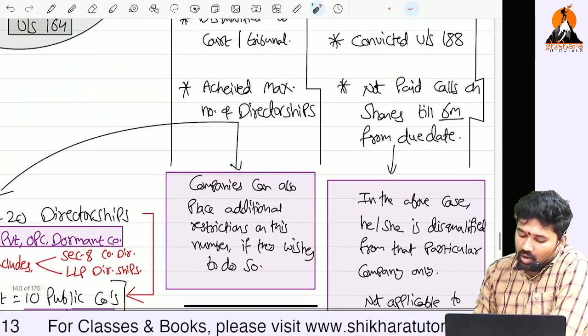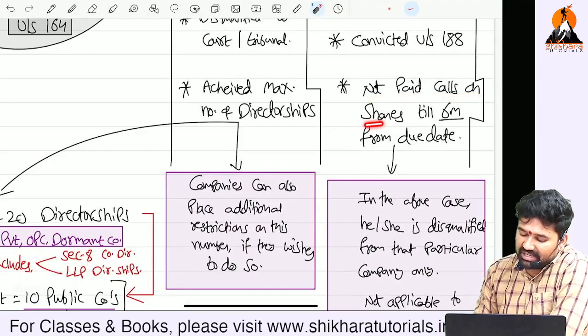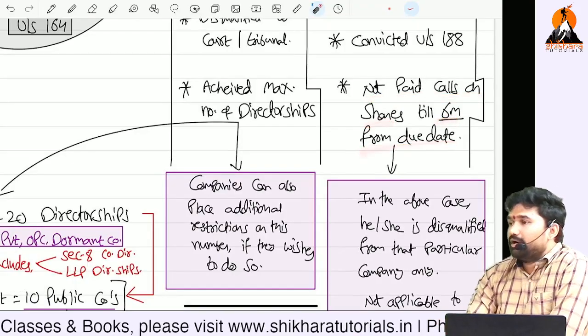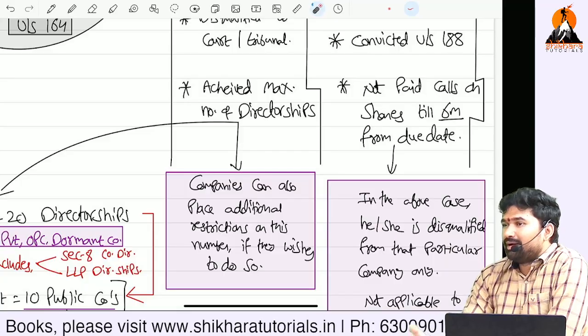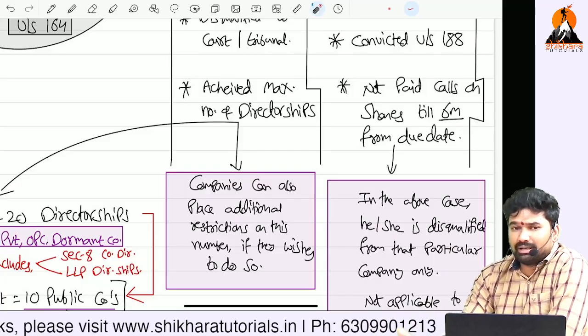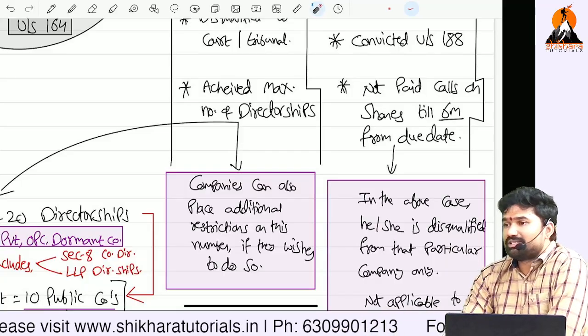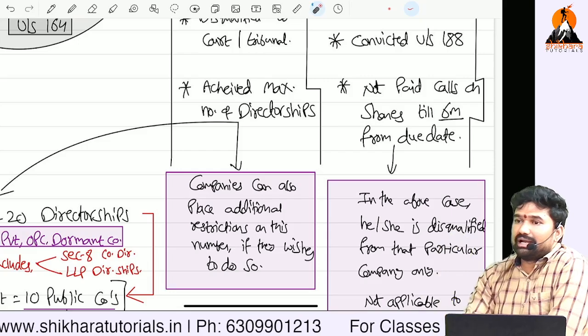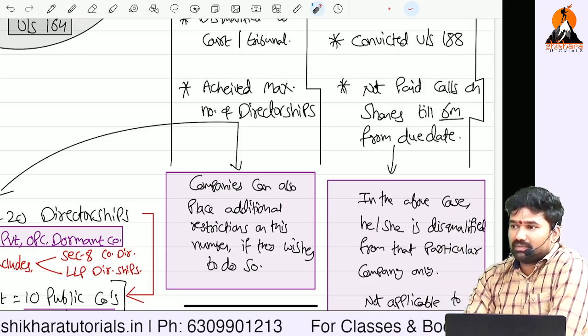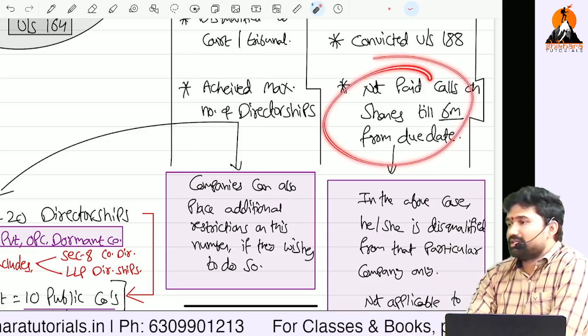Next one, not paid calls on shares till 6 months from the due date. It means call money. It is a very old point. In current days, call money, application money, allotment money, it is not there. Directly they are collecting the entire money at a single shot. But being it is a rule, we have to discuss.